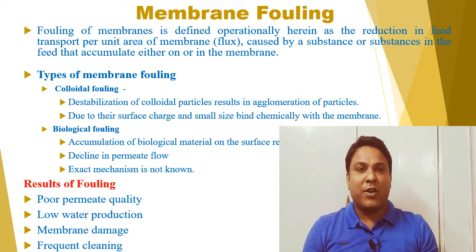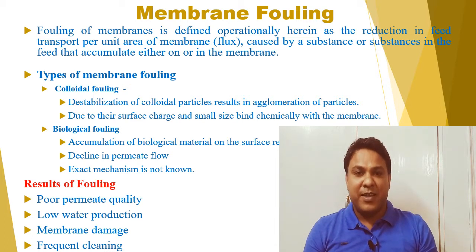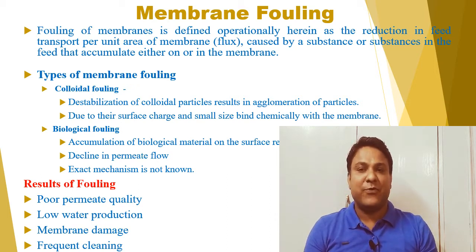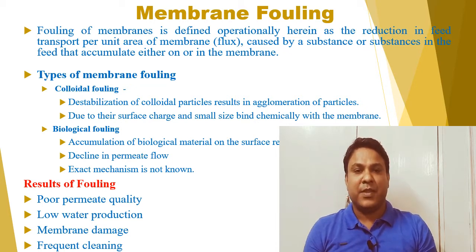Further, classification of fouling has been described differently based on various parameters. Types of membrane fouling are often referred to according to the type of foulants present in the feed stream, which can include particulate or colloidal fouling, biological or microbial fouling, scaling, precipitation fouling and organic fouling. Each of these types of fouling can be either reversible or irreversible. Here we will discuss two major types of membrane fouling, that is colloidal fouling and biological fouling.